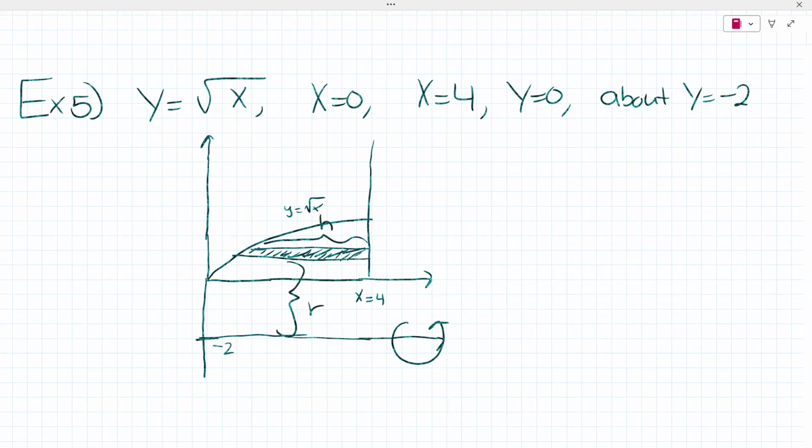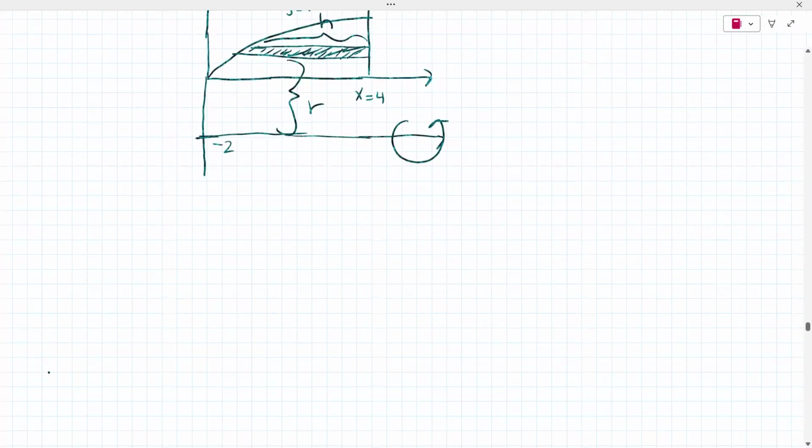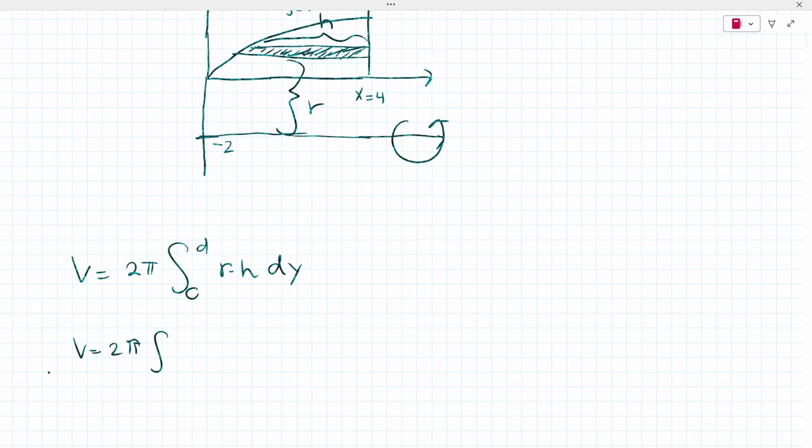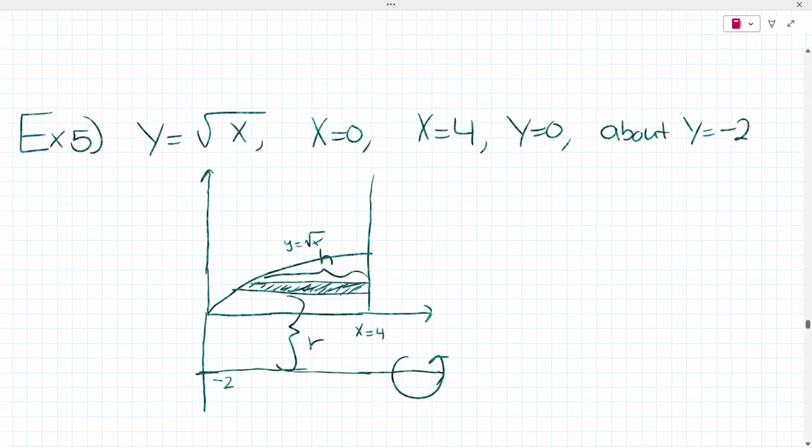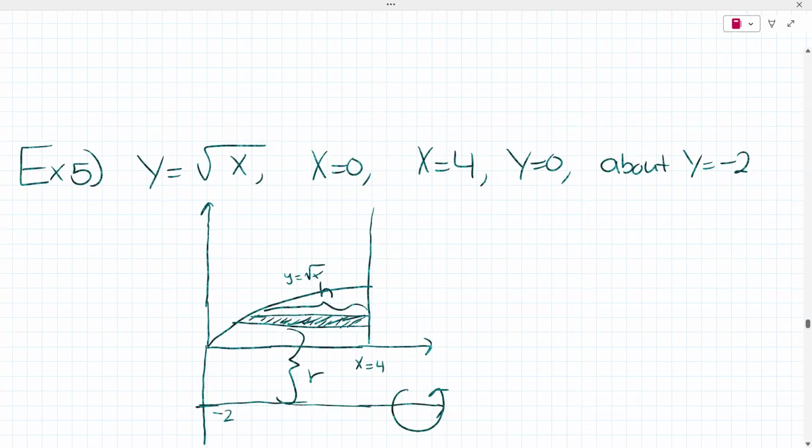So I believe everything will be in terms of y. So it's going to be V equals 2 pi, the integral from c to d, not a to b, of radius times h in terms of y, dy. Now, do we know our boundaries from this? No, we only know x equals 4 and x equals 0, but we don't know them in terms of y. We need to know this distance.